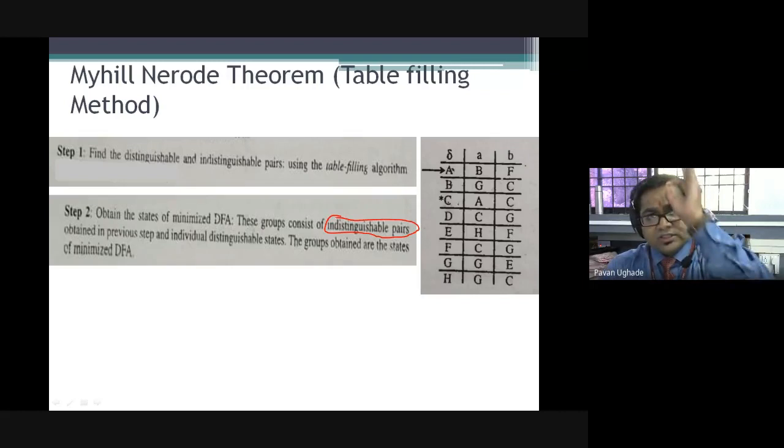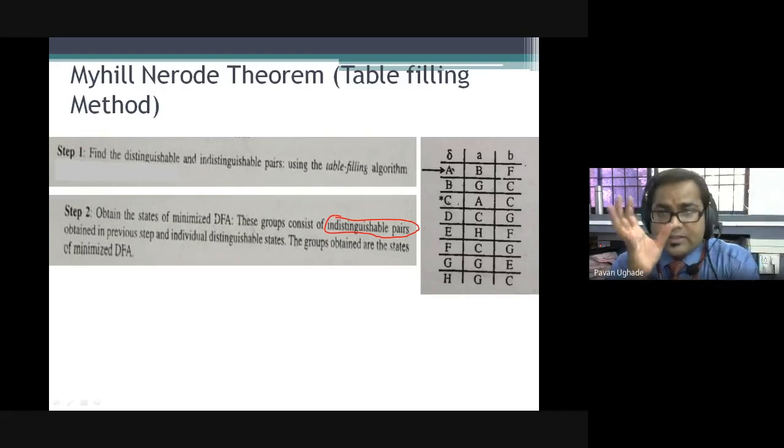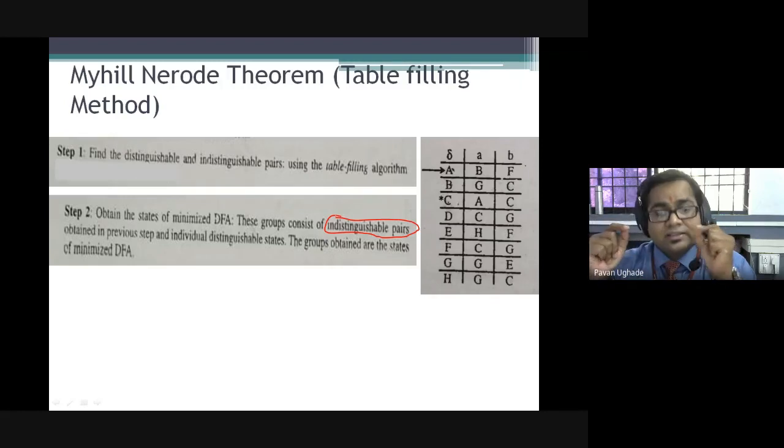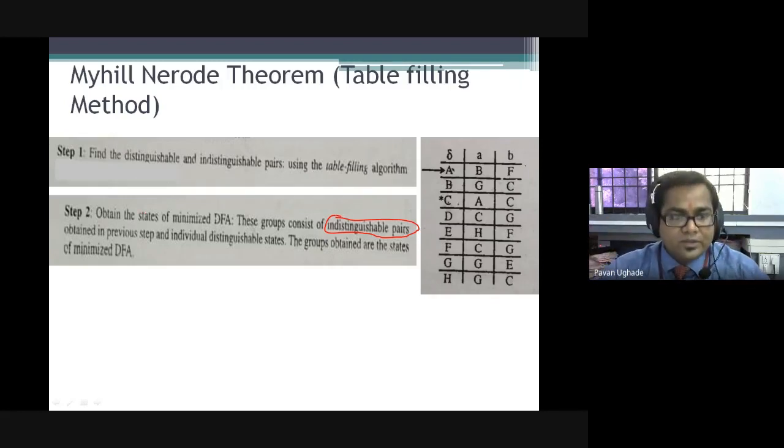Because the distinguishable states cannot take part in getting the equivalent states. See, equivalent states are a subset of indistinguishable pairs, I can say. When we have to find out the equivalent states, we will be checking only the indistinguishable pairs. Okay.